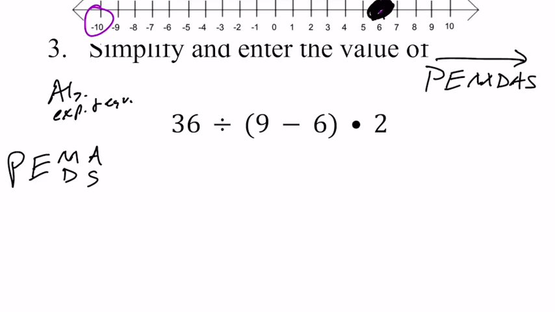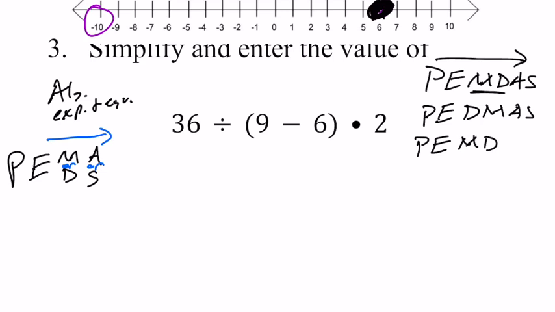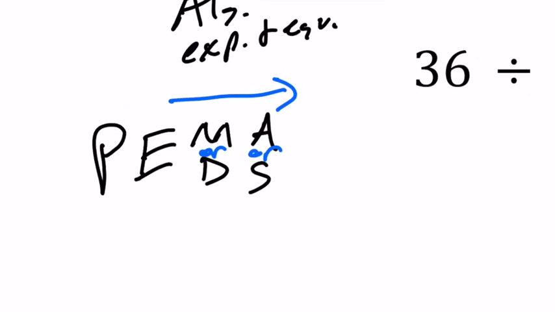And really, it's multiplication or division, whichever comes first, left to right. And then it's addition or subtraction, whichever comes first, left to right. So technically, I could have said PED and switch those two. Or I could have said PEM and then switch those two. That's why I don't use PEMDAS, okay? Because it tricks some of us, all right? I'm going to do it in this order.